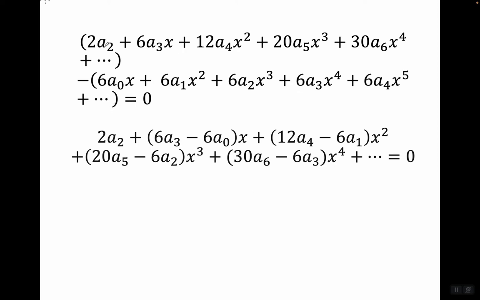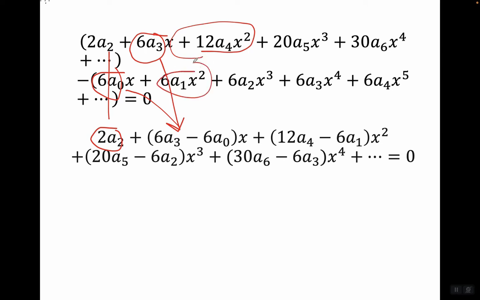So now let's combine coefficients. The constant coefficient is 2a2. That just comes out front. The coefficient of x is going to be 6a3 minus 6a0. You combine those and this is what you end up with. The coefficient of x squared is going to be 12a4 minus 6a1, and that's where we get this. In the same way, the coefficient of x cubed is 20a5 minus 6a2. Coefficient of x to the fourth is 30a6 minus 6a3, etc.